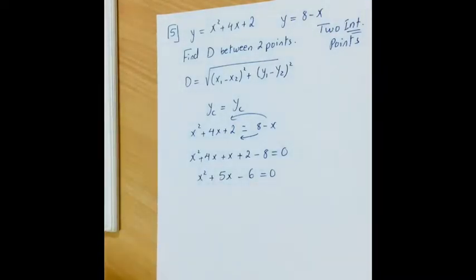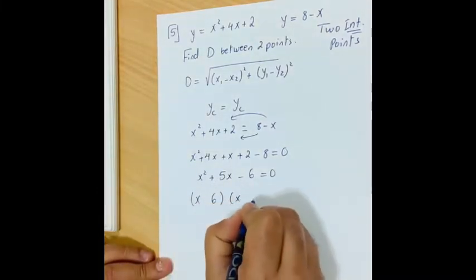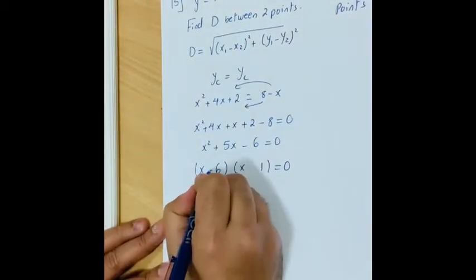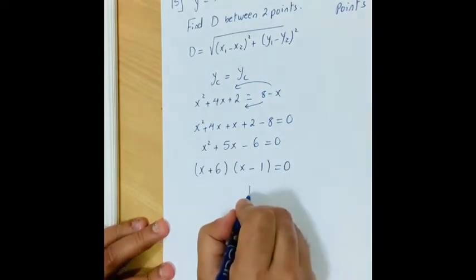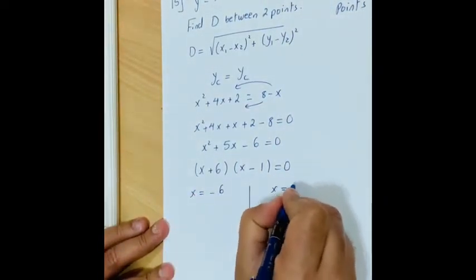Easily, the two numbers give you the product 6 and difference 5, not 2 and 3. They are not 2 and 3. They are 6 and 1. 6 will take positive and 1 will take the negative. Two values of x: x is equal to negative 6 and x is equal to 1.